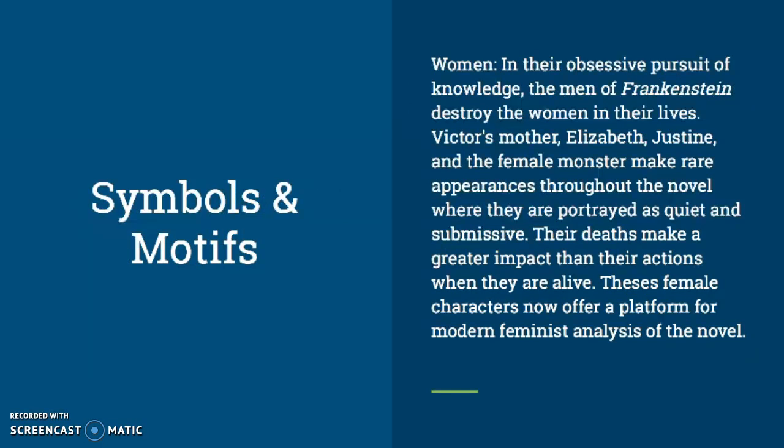So we have symbols and motifs. One of them is women. In their obsessive pursuit of knowledge, the men of Frankenstein destroy the women in their lives. Victor's mother, Elizabeth, Justine, and the female monster make rare appearances throughout the novel, where they are portrayed as quiet and submissive. Their deaths end up making more of an impact than their actual actions when they are alive.